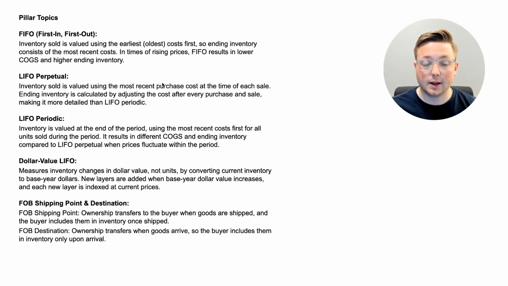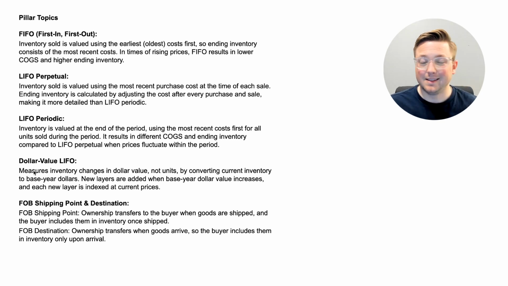Let's go ahead and look at the LIFO perpetual. Inventory sold is valued using the most recent purchase cost at the time of each sale. Ending inventory is calculated by adjusting the cost after every purchase and sale, making it more detailed than LIFO periodic. For LIFO periodic, inventory is valued at the end of the period, using the most recent costs first for all the units during the period. It results in different COGS and ending inventory compared to LIFO perpetual when prices fluctuate within the period. So again, LIFO periodic, less accurate, but a little bit easier to calculate because you just take it at the very end of the period instead of having to calculate it as you go.